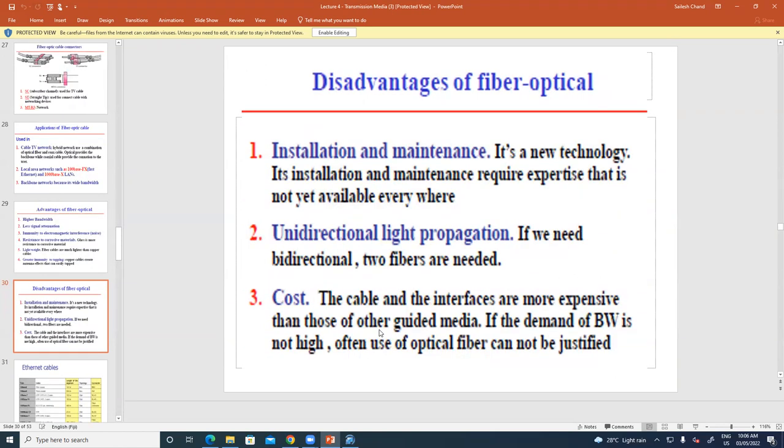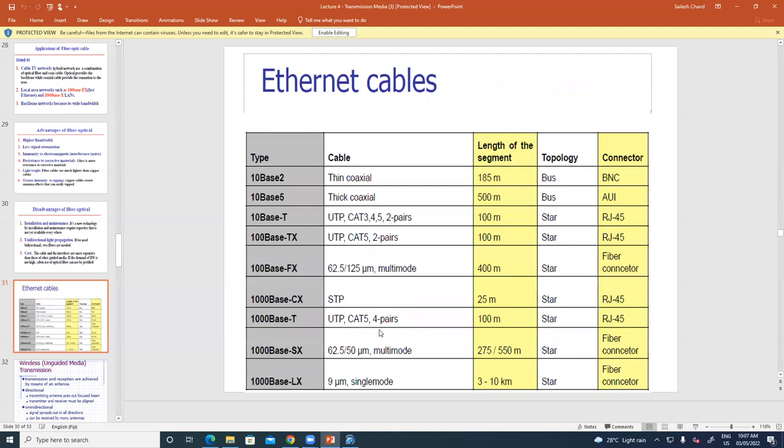Some disadvantages: installation and maintenance. It's a new technology, and installation and maintenance require expertise that is not yet available everywhere. Unidirectional light propagation: if we need bidirectional, two fibers are needed. And cost: the cable and the interfaces are more expensive than those of other guided media. If the demand for bandwidth is not high, use of fiber optic is often not justified. If you don't need higher bandwidth, then no need to use fiber. But if you really need higher bandwidth, then you can opt for fiber.